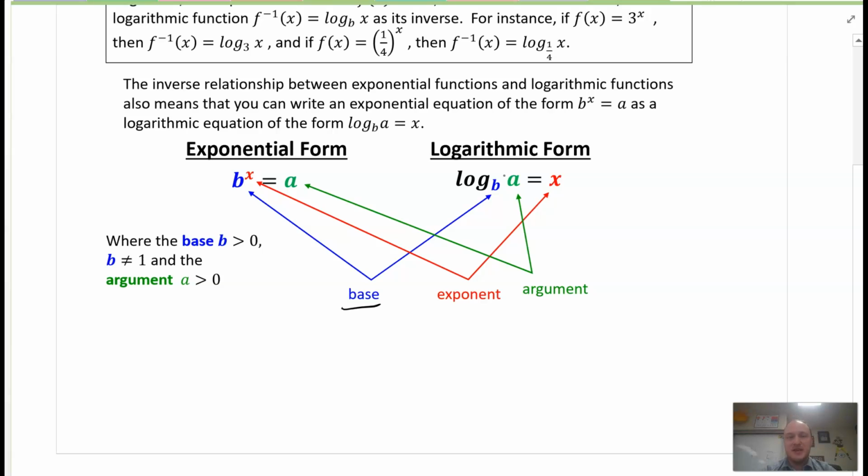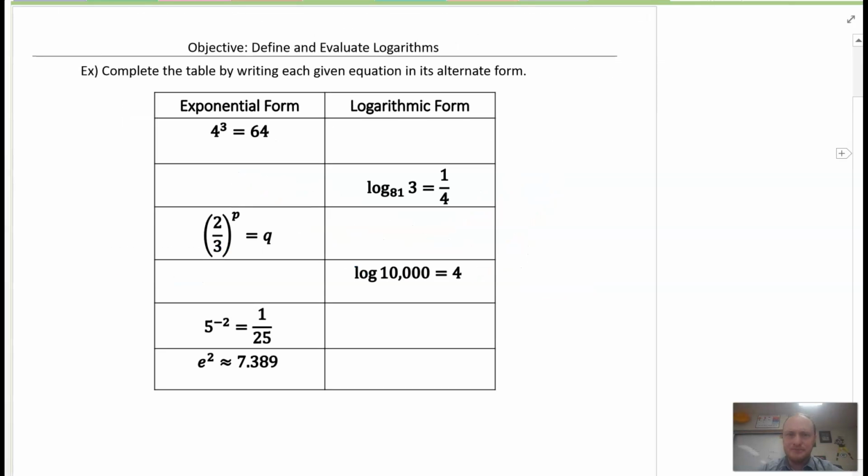And then inputs and outputs switch. Inputs and outputs. Okay, so if I have b to the power of x is equal to a, then my logarithm is going to be log base b of a is equal to x. Okay, inputs, outputs, switch. I can't say it enough. So let's go ahead and look at some examples.